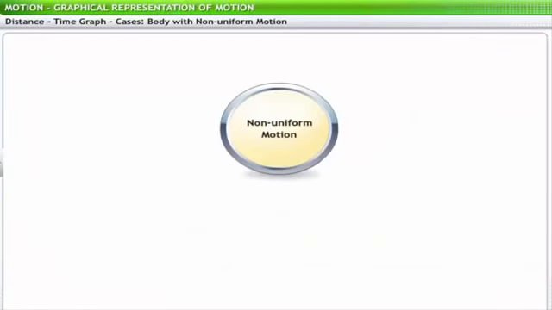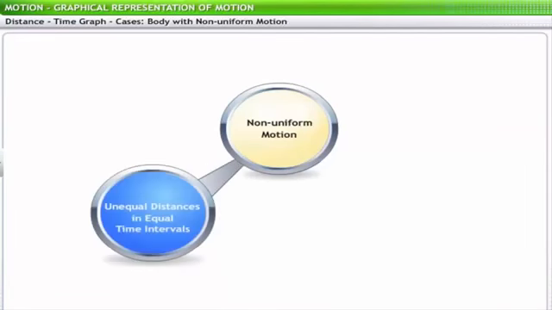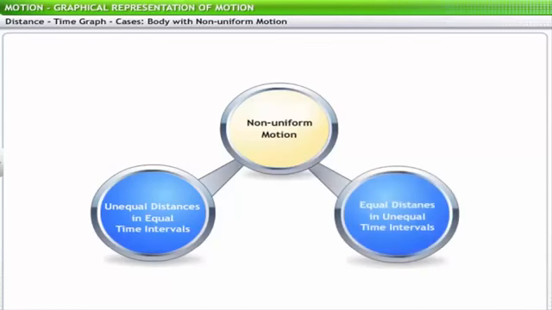When a body exhibits non-uniform motion, it travels either unequal distances in equal intervals of time or equal distances in unequal intervals of time.